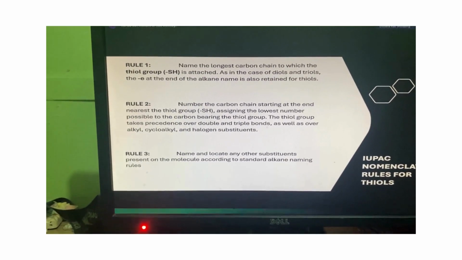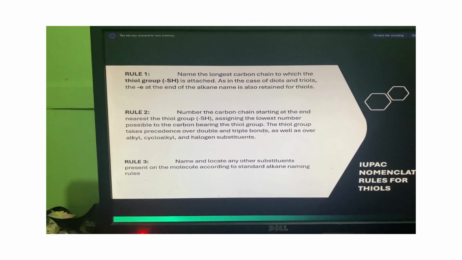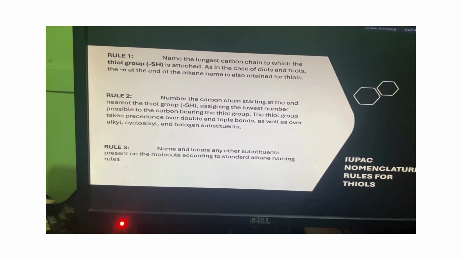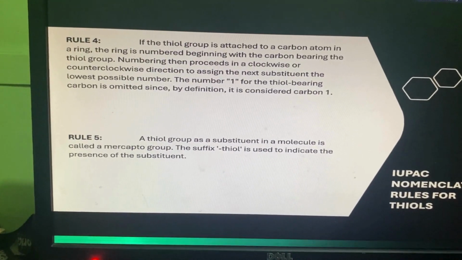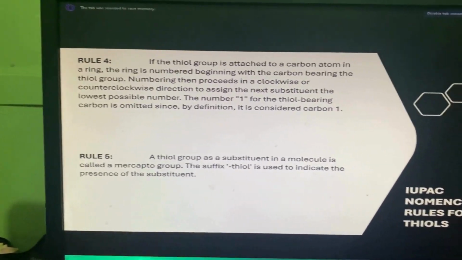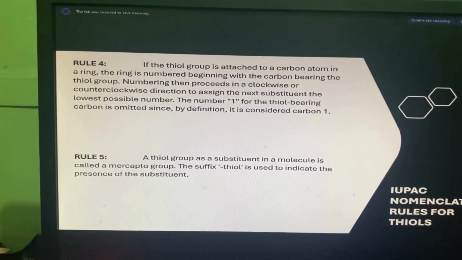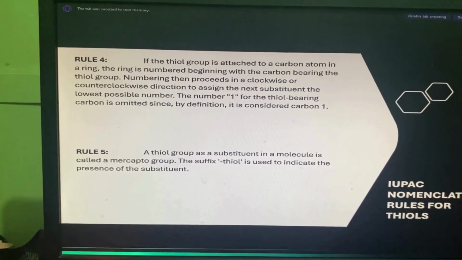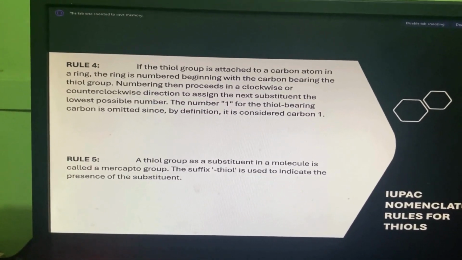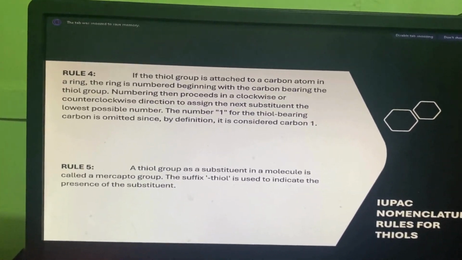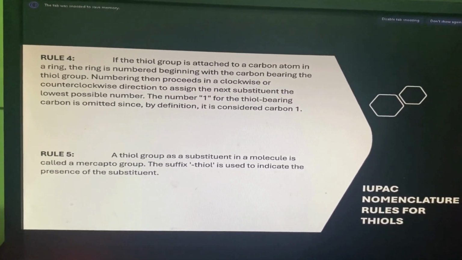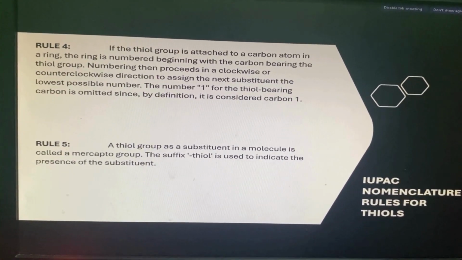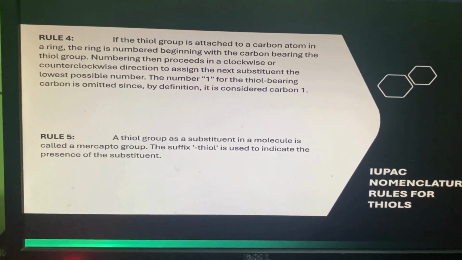Rule number 3. Name and locate any other substituents present on the molecule according to the standard alkane naming rules. Rule number 4. If the thiol group is attached to a carbon atom in a ring, the ring is numbered beginning with the carbon bearing the thiol group. Numbering then proceeds in a clockwise or counterclockwise direction to assign the next substituent the lowest possible number. The number 1 for the thiol-bearing carbon is omitted since, by definition, it is considered carbon 1. Rule number 5. A thiol group as a substituent in a molecule is called a mercapto group. The suffix thiol is used to indicate the presence of the substituent.